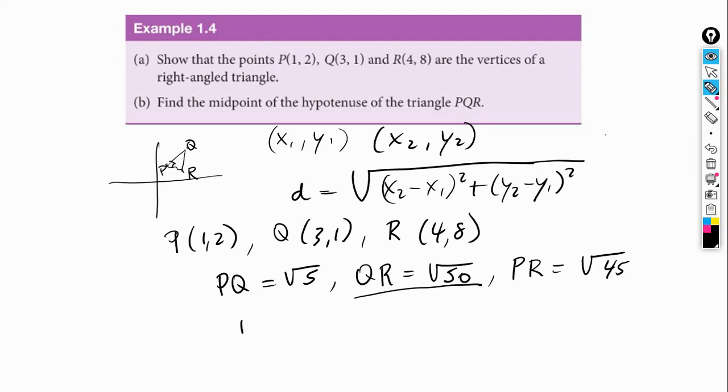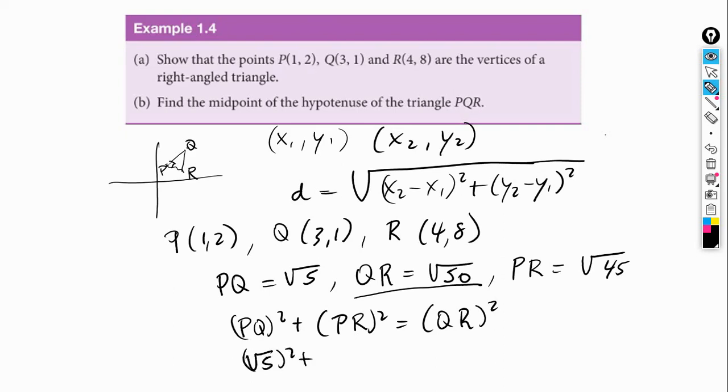So that means that PQ squared plus PR squared should equal QR squared. And this is obviously true because if you take PQ, which is the square root of 5, and square that, and add it to PR, which is the square root of 45, squared, that should equal the square root of 50 squared. And this is true because 5 plus 45 is equal to 50. Therefore, we have shown that the points are the vertices of a right-angled triangle.